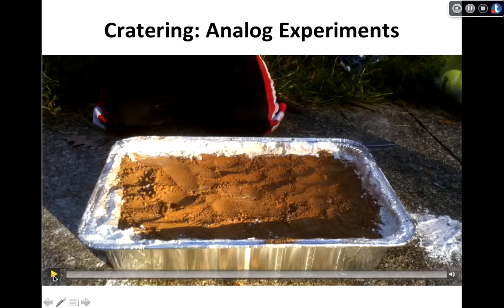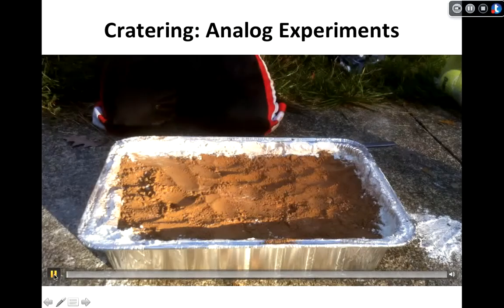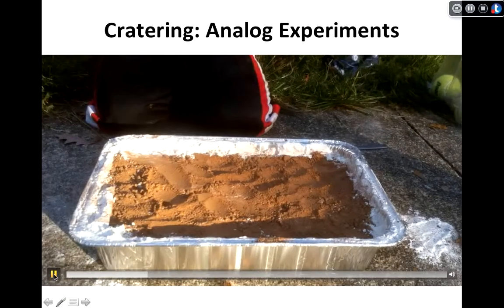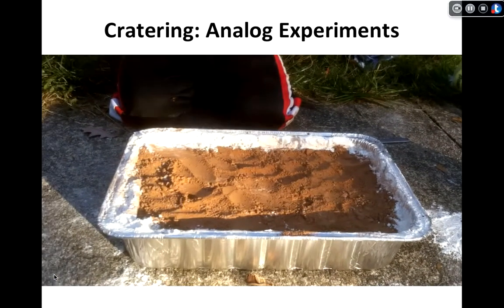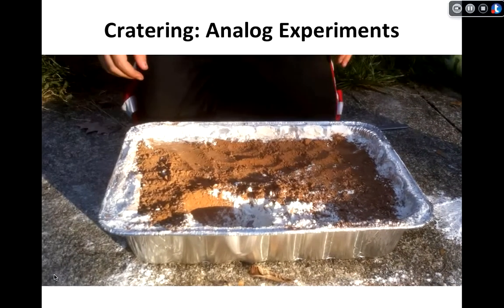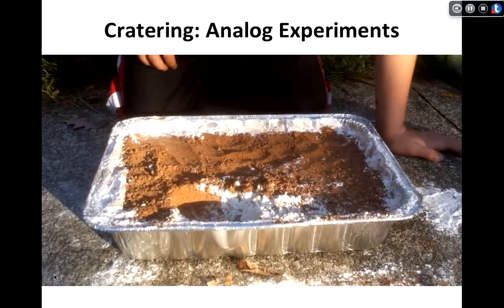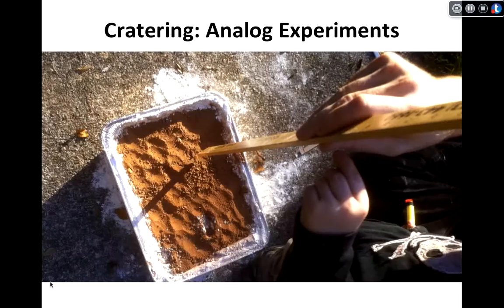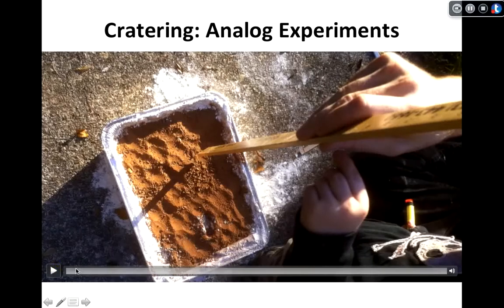Now, let's look at a couple of analog experiments. This is from 2 years ago. The first time that we did this, this is actually from like 2 years and 1 month ago when we were messing around at home trying to figure out whether this would even work. So there we go. That's an oblique impact, and at the end of it, we can see that the flour layer that was hidden under the surface has been exposed at the surface.